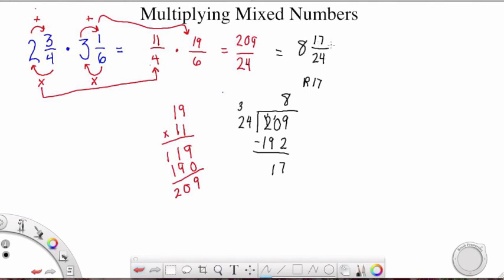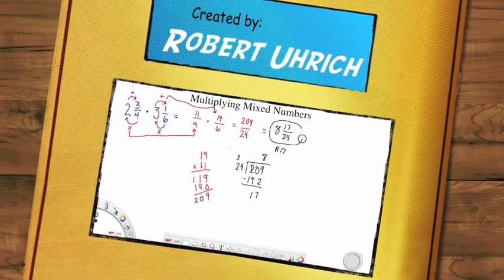We still need to ask: is there anything we can reduce or simplify? And the answer is no. So our final answer is 8 and 17/24.